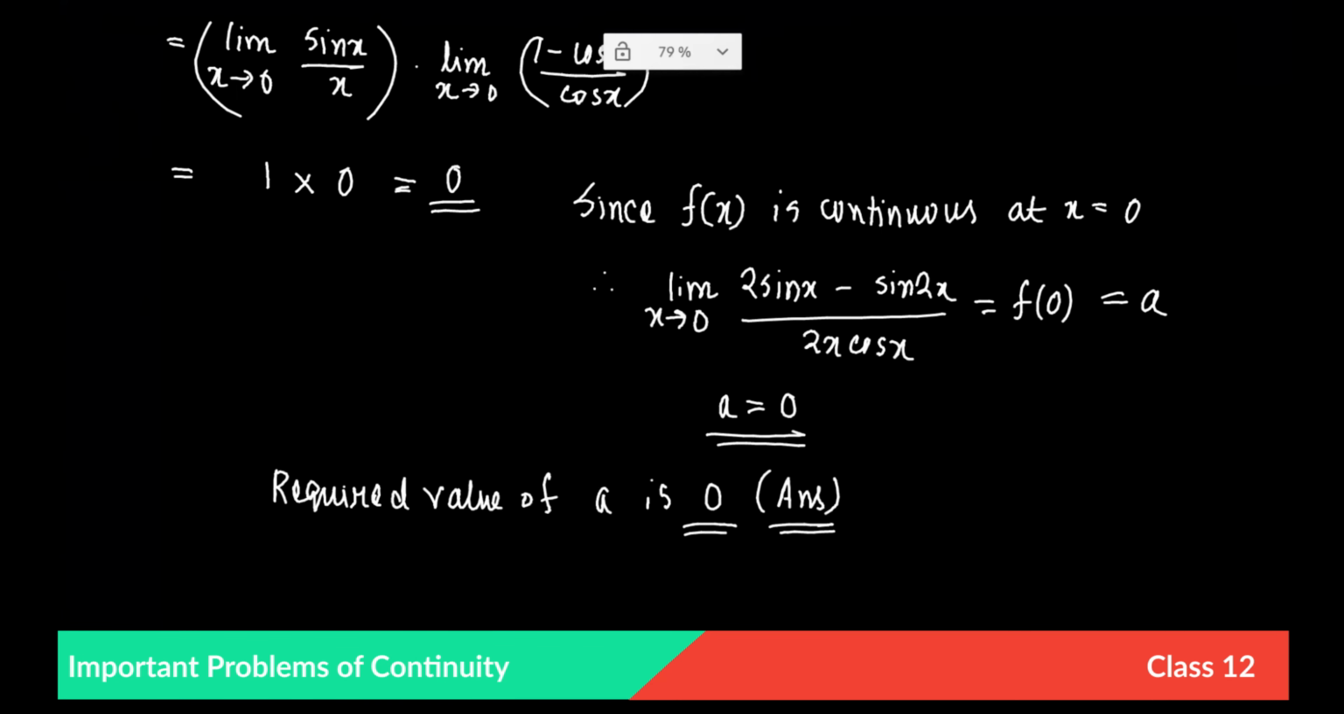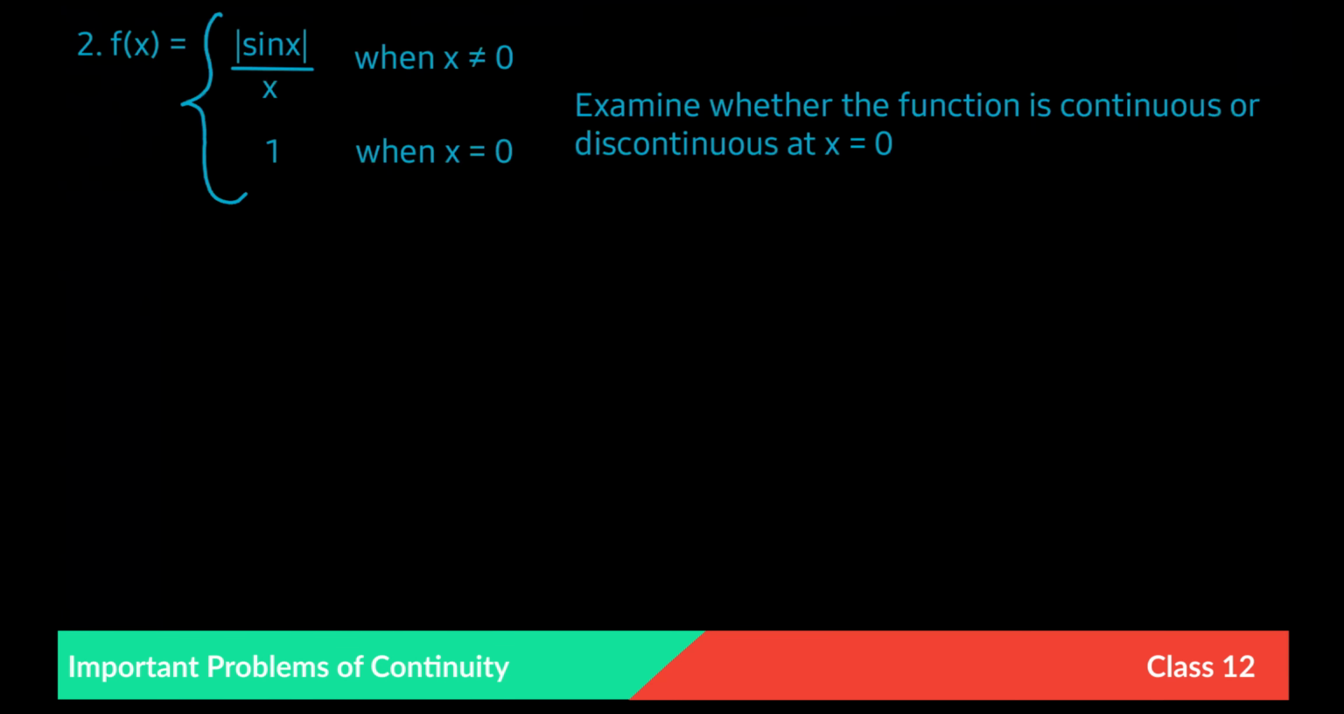So let's move on to the second question. Now, what is said here? f(x) is defined as mod sin x by x when x is not equal to 0, and 1 when x is equal to 0. Examine whether the function is continuous or discontinuous at x equals 0.